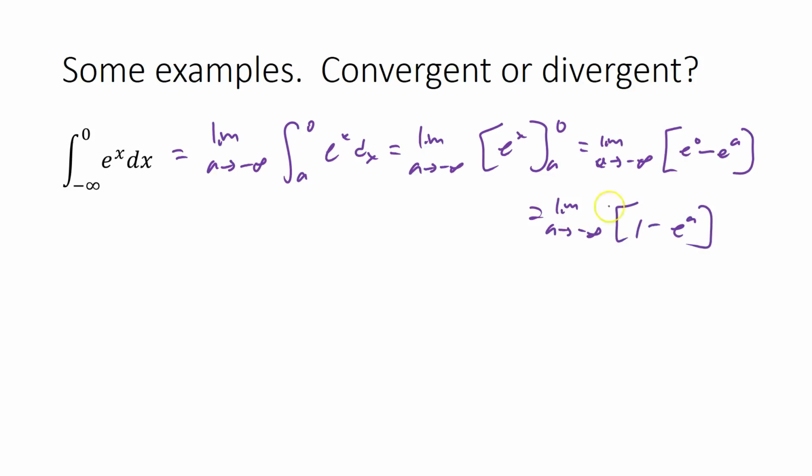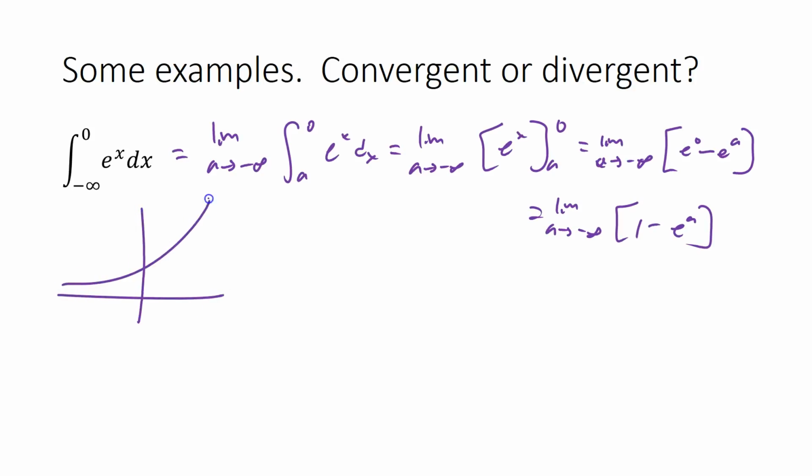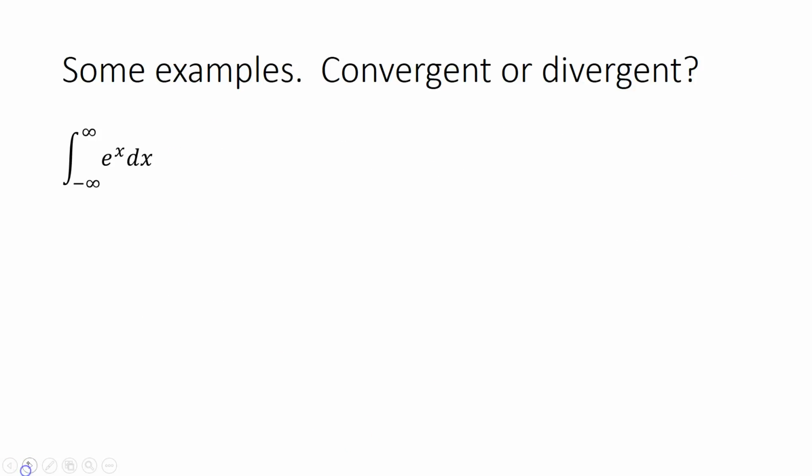Now, as a approaches negative infinity, if you think about e to the x, it looks like this. As a approaches negative infinity, e to the x approaches 0. So this is equal to 1. How crazy is that? Negative infinity to 0, this area is equal to 1. E is so cool. I love it. Cool. Let's try another one.